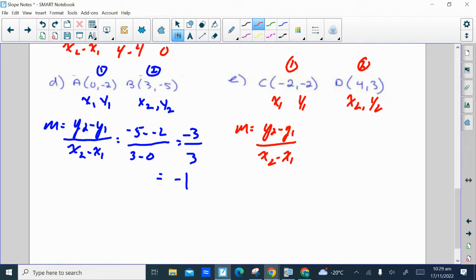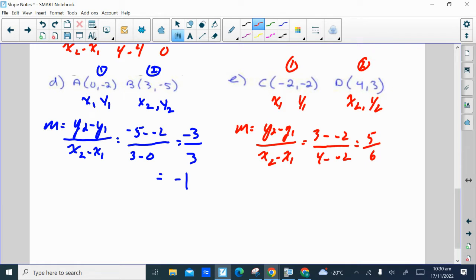So if you let C be (0,1) and D be (0,2), like I've written there, then at C you've got x1 and y1. At D you've got x2 and y2. The slope formula, which will be given to you, is that m, the slope, is y2 minus y1 over x2 minus x1. y2 is 3 minus y1, which is negative 2, over x2, which is 4, minus x1, which is also negative 2. In both cases, the minus minus becomes a plus positive. 3 plus 2 is 5 over 4 plus 2, which is 6.